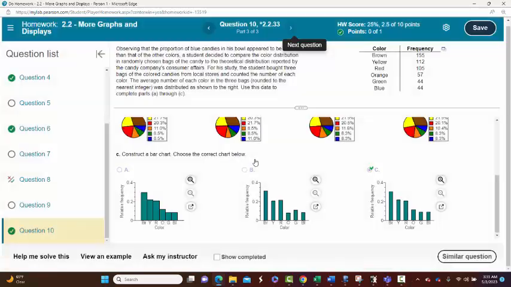All right. Is that it? Okay, there's no more parts to that problem. So, well, that's going to conclude this video for 2.2, more graphs and displays.